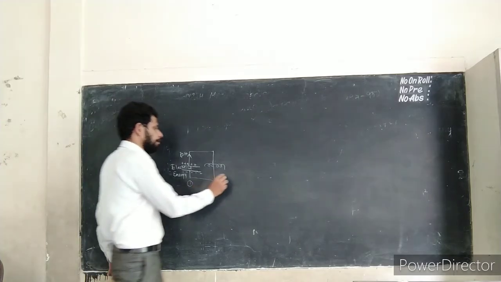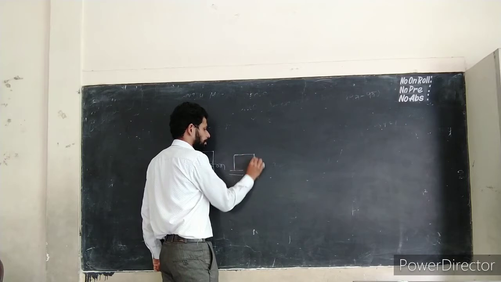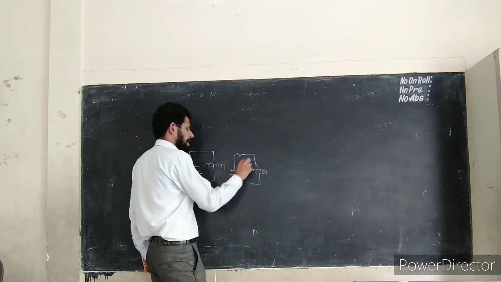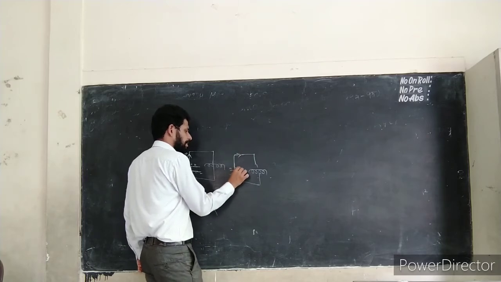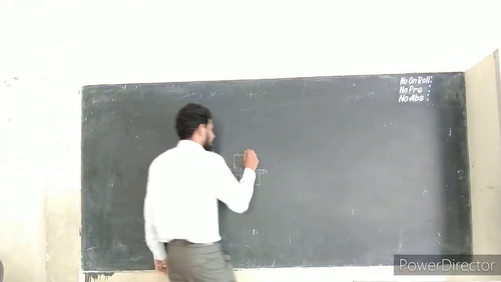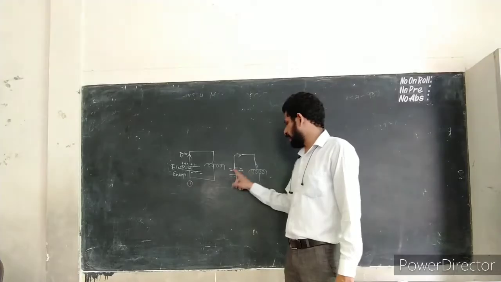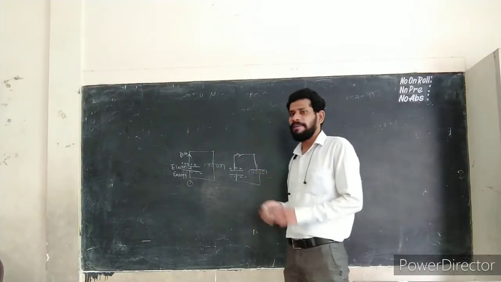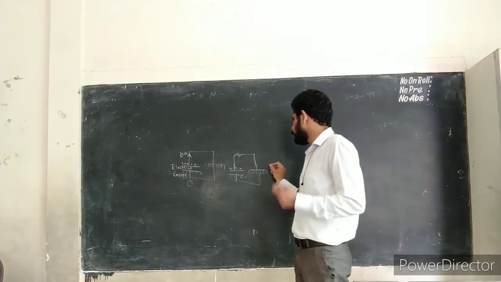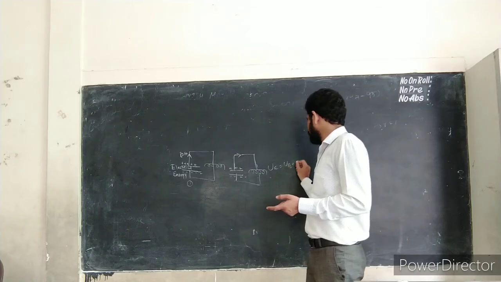Whenever the current flows through the circuit, what will happen? The positive charge will go to the higher potential and the negative charge to the lower potential. Whenever the current flows through the inductor, it creates a magnetic field around the current conductor. So here, what is the energy? The total energy will be equal to magnetic energy plus electrical energy.